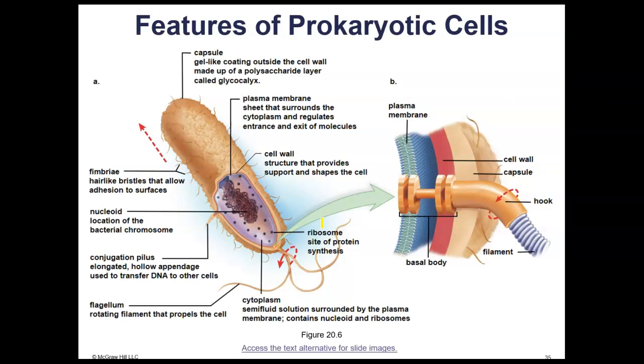Here you can see the structure of a typical prokaryotic cell. We'll just look at it. Fimbriae are hair-like bristles that allow the cell to adhere to surfaces. The nucleoid is the region that contains the long circular bacterial chromosome. A conjugation pilus allows the bacteria to transfer DNA to another bacterial cell. Flagellum will allow it to swim, to move. A capsule, the part we call the glycocalyx, is composed of a polysaccharide layer.